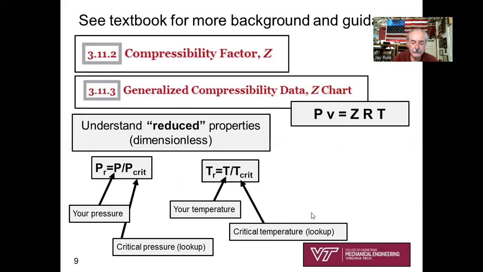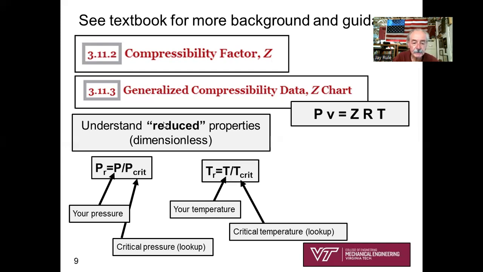I want to chase you to your textbook, section 3.11.2, where this was defined. And then 3.11.3 gives you some guidance on using this generalized compressibility data and this Z chart. And I'm going to try to help you get through that. So remember the definition, P times little v equals ZRT. The next thing is to understand how to get onto the chart to find your value of Z. The chart enables you to find Z. It's not the other way around. Z is never given, okay? You're always trying to find Z, all right?